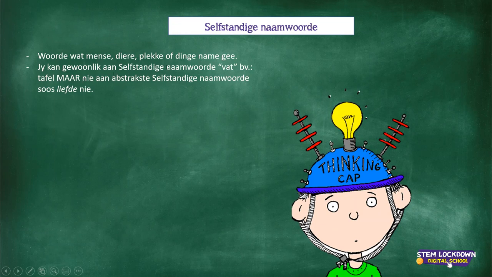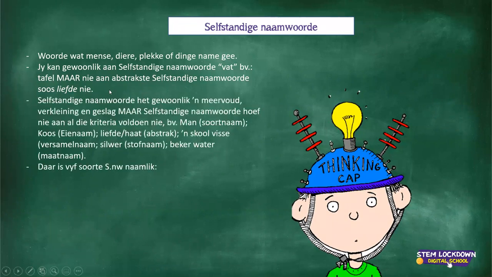But you cannot touch abstrakte selfstandige naamwoorde, which is known as abstract nouns, soos liefde. You can see how somebody loves one another, nee? Or how somebody might not like something. But you cannot touch it. So abstract nouns you cannot touch. Selfstandige naamwoorde het gewoonlik 'n meervoud en verkleining en geslag. So for instance, it's got a plural, it's got a diminutive, and it's got a geslag.